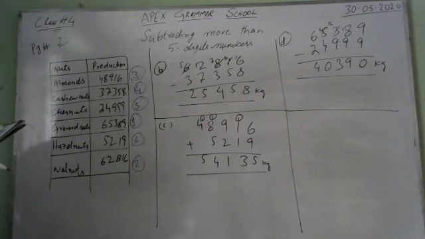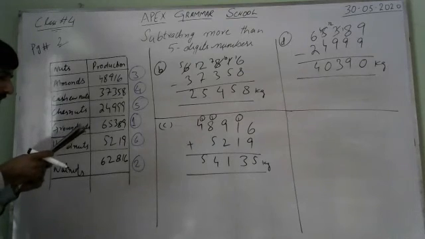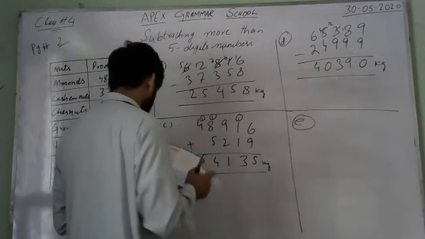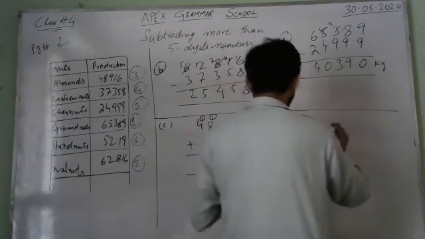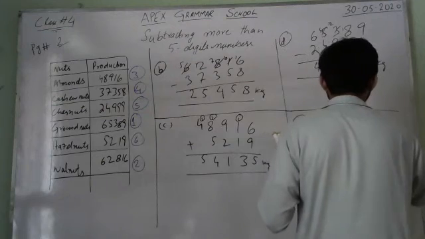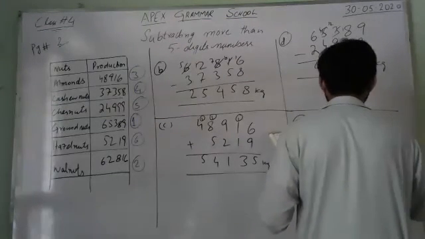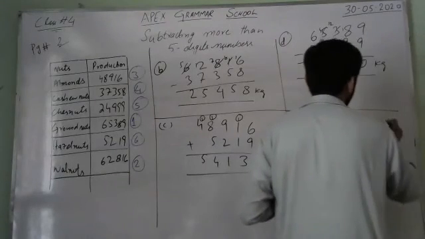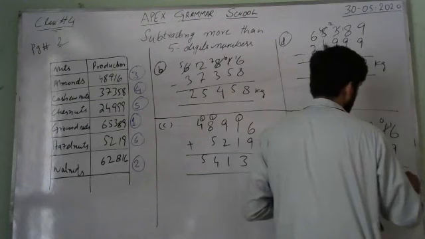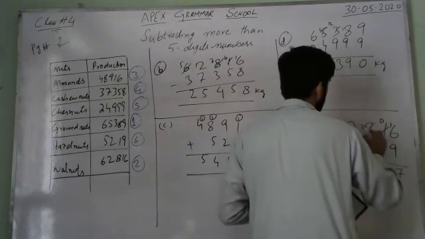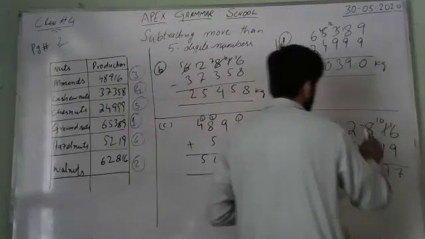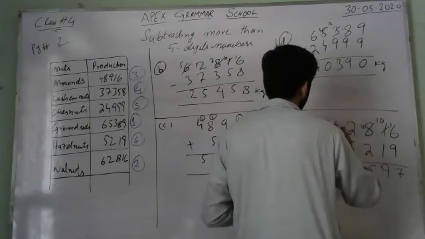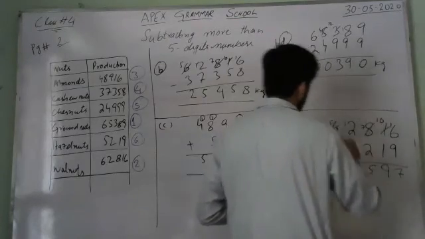E part is what is the difference between total production of hazelnuts and walnuts. Walnuts are 6, 2, 8, 1, 6 and hazelnuts are 5, 2, 1, 9. 16 minus 9, 7. 10 minus 1, 9. 7 minus 2, 5. 12 minus 5, 7 and 5 as it is.